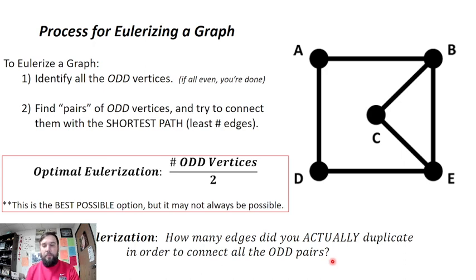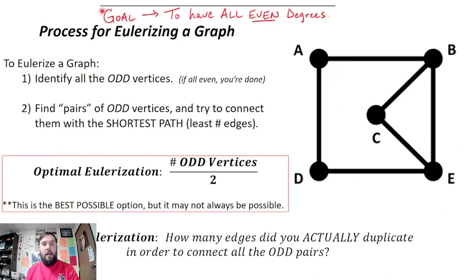Alright, here we go. We're going to be looking at this problem right here. And the goal is to have all even degrees. So first, let's find the degree of every vertex. A here has a degree of 2. That's good. Don't have to worry about that. B has a degree of 3: 1, 2, 3. E has a degree of 3 as well: 1, 2, 3. D has a degree of 2, and C has a degree of 2. So the only two I have to worry about are B and E.